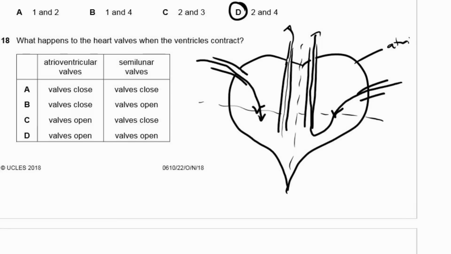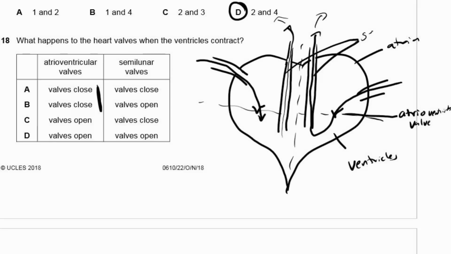So these are the atria on either side. These are the ventricles on either side. Okay. So this in between, that's an atrioventricular valve, the AV valve. Okay, so what happens to the heart valves when the ventricles contract? So when the ventricles contract, the reason why is because it's trying to push blood up and out, either to the body or to the lungs. Okay, so that means the AV valves have to close. The atrioventricular valve closes. The semilunar valves, the ones inside these two blood vessels, these are the semilunar valves. Those have to open because that's where the blood's going through. Okay, so those have to open. The answer here is B.